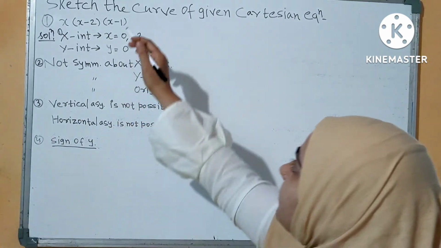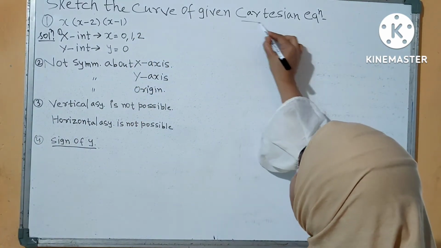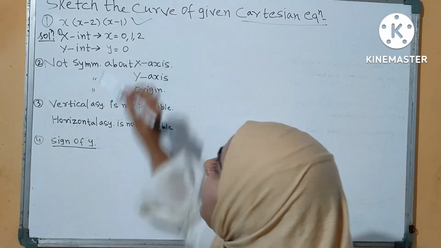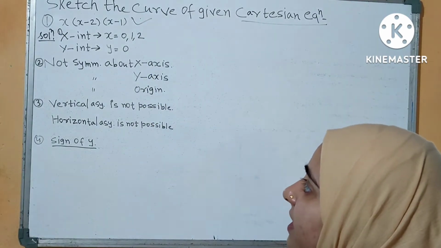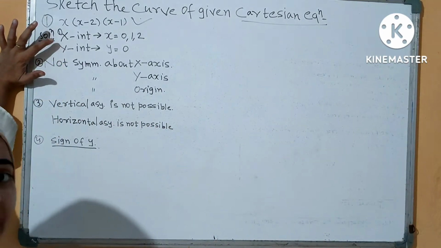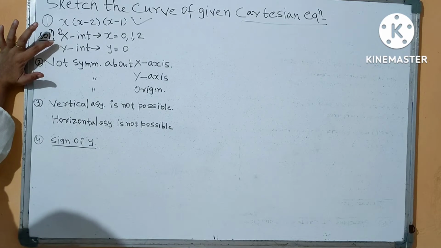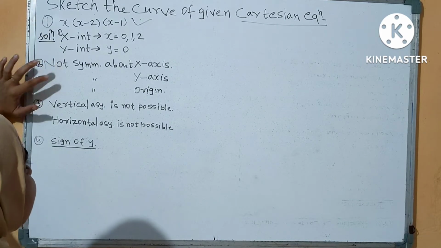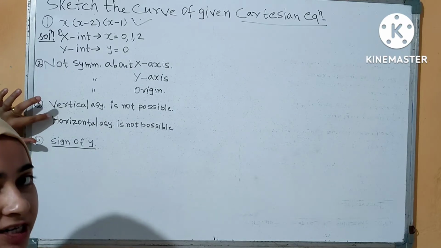The topic is sketching the curve from a Cartesian equation. Here we have taken the equation y = x(x − 2)(x − 1). First of all, we will find the x-intercept. In the last video, we already found the x-intercept, the y-intercept, the symmetry, and the vertical and horizontal asymptotes.